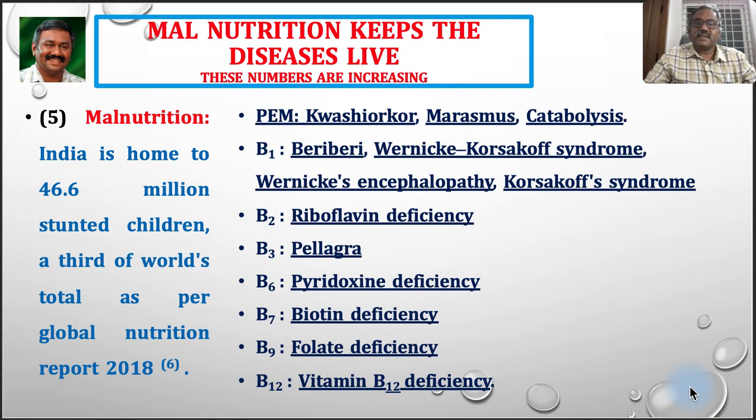So malnutrition keeps the disease alive. These numbers are increasing. Malnutrition. India is home to 46.6 million stunted children, a third of the world's total as per Global Nutrition Report 2018.